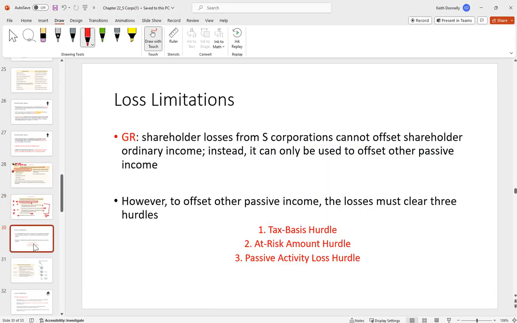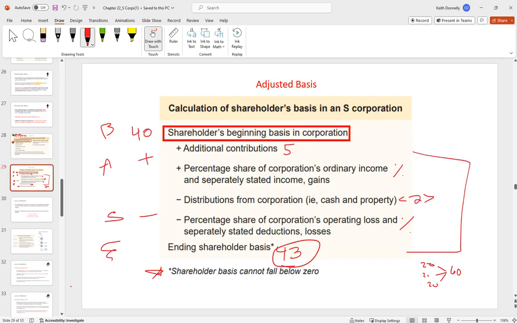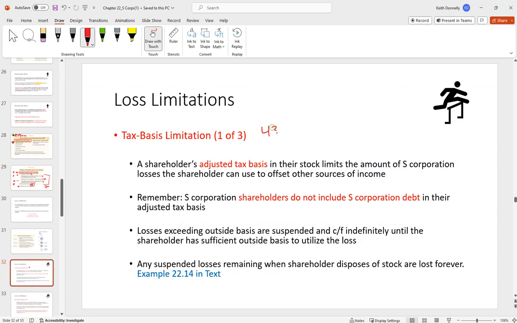Okay, we talked before about the passive activity loss rules. Again, they come into play with S Corps. If you have a flow-through loss from an S Corp, the best you're going to be able to do with that is offset other passive income. But we have those 3 hurdles that you have to jump through, beginning with the tax basis hurdle. This is going to be your basis. We just look at your adjusted basis, the 43 right here. So that's the idea with it.